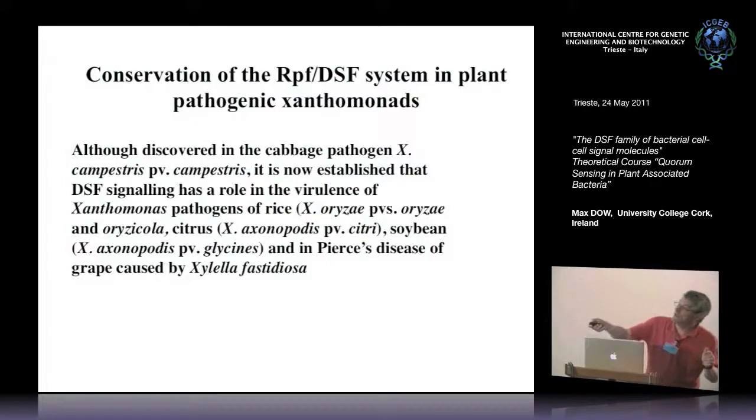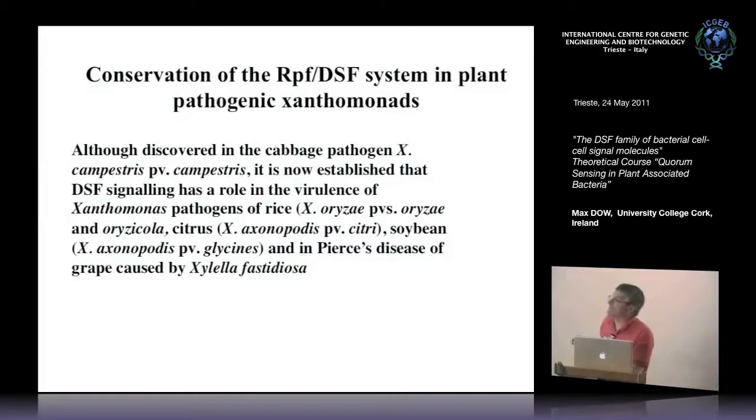Now, one of the obvious exceptions to this is Xylella, and again, there are some special differences between Xylella and Xanthomonas that I don't want to touch on. But nevertheless, the RPF system is present. Certainly RPF F, G and C are present in all Xanthomonads, and in ones that have been tested, the system seems to contribute to virulence.